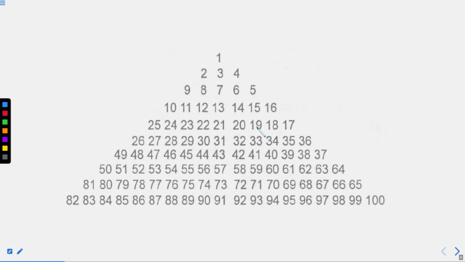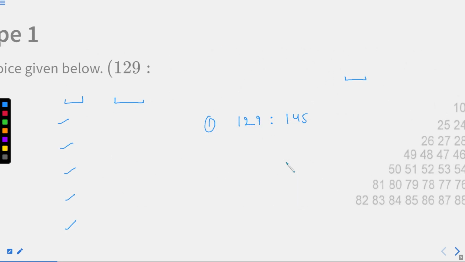Numbers are 129 and 145. This is the pyramid for you. Numbers are 129. You can see they are slanted like this. Another number is 145. Here it is. You can see the symmetry between both the numbers. I hope this part is clear. Now if I check the question part, what will I get? In the question part, what will I get?